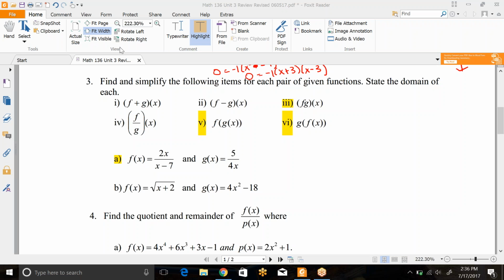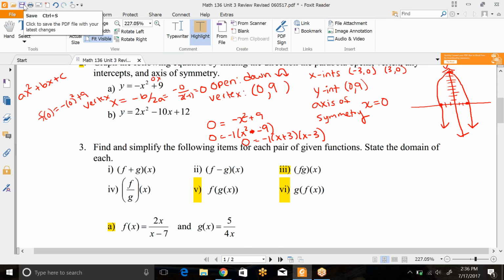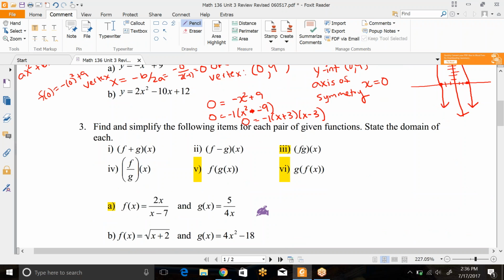There are some more questions that were emailed, so I'm going to cover them in this video, starting with number 3, parts 3, 5, and 6 for part A. So when we look at this one, we are doing f times g for part 3. So f times g would mean that we're multiplying the f function times the g function.